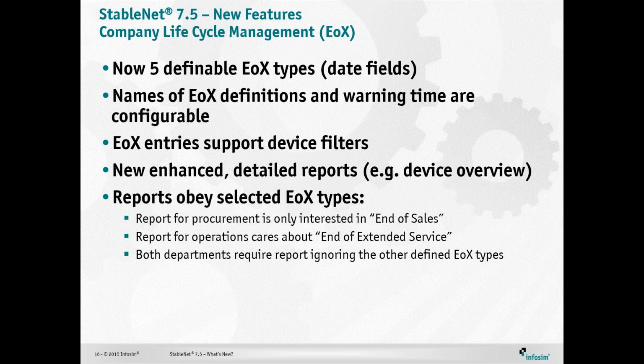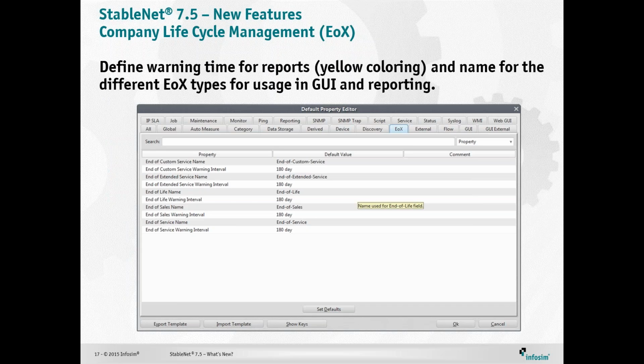It's easier to understand. So the first thing is, in the default properties, you can define the names, the terms of each EOX entry. The default terms you can see here, and you can define your own names if you want. And of course, you can also use the fields for your own purpose if you have a different purpose than the predefined name. You can also define a warning time, which is important in the report if the defined EOX state is nearer than the defined warning interval, like here it's half a year. If the EOX is in only 3 months, it's marked as a warning and colored yellow, so you see an upcoming end of life indication in the reports.